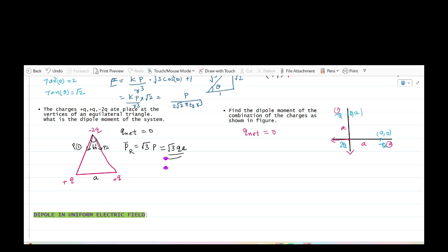The resultant dipole momentum, where the dipole momenta are at 90 degrees, will be root 2 P. The dipole momentum is the same because the distances are the same, so P1 is equal to P2, and the angle between them is 90 degrees. So the resultant dipole momentum is equal to root 2 into P, which is equal to root 2 into QA, Q into 2L, where 2L is given as A. So I hope you understand these three problems on dipole.